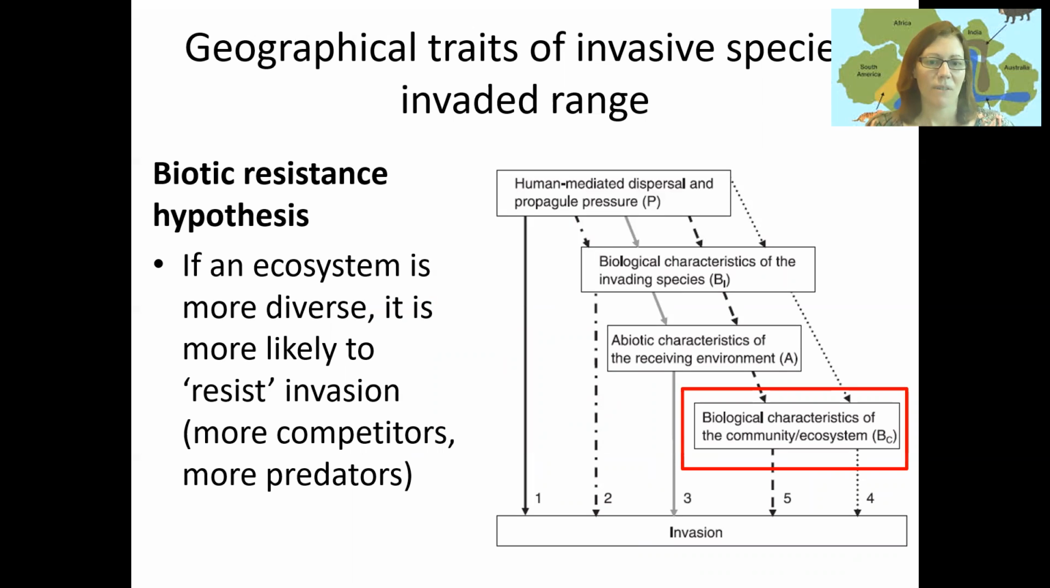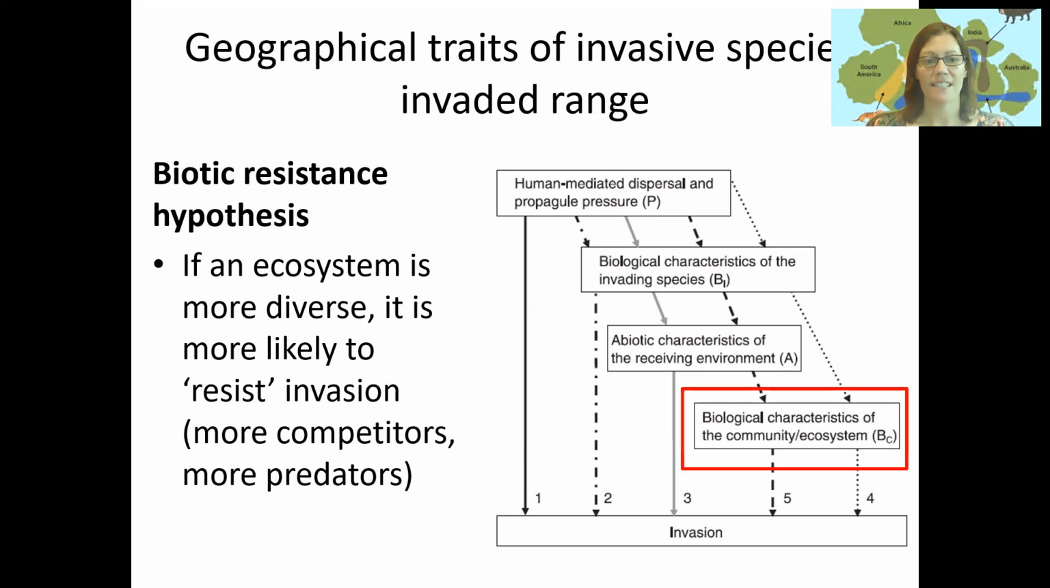And then one last thing that I wanted to mention in terms of biogeography and using geographical traits of the invasive species' invaded range. So again, we're going after this from a geographic perspective. We have talked also about the biotic resistance hypothesis.